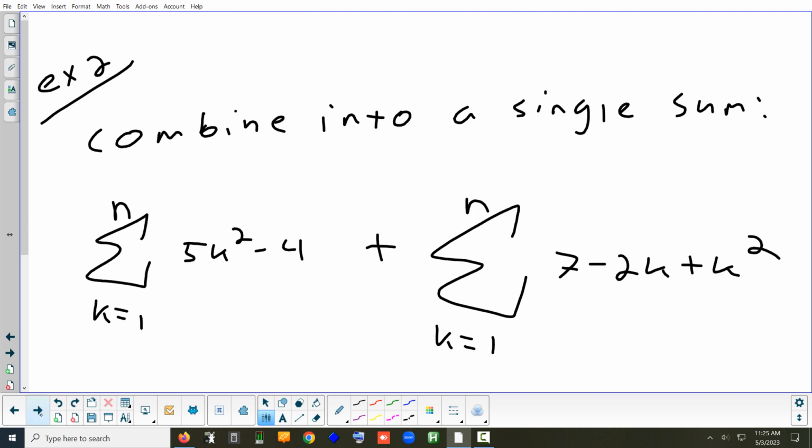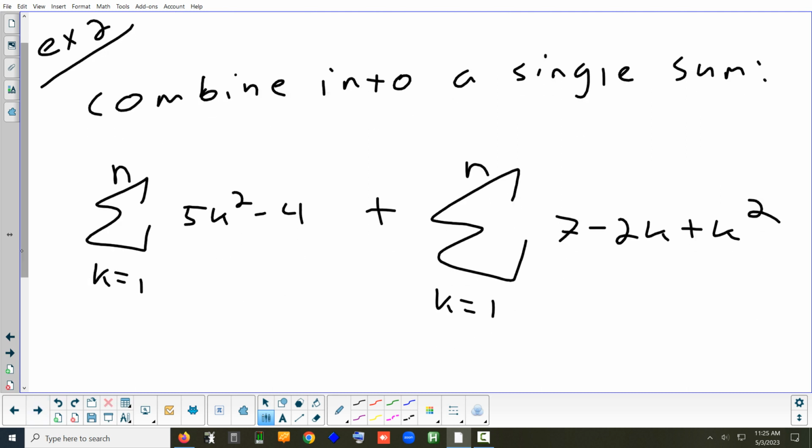Okay, so we can use those rules to basically take 2 separate sigmas and combine them into 1. In order to do that, you have to start at the same index in each sigma, and you have to stop at the same spot. If you had something like this, you can do it, but you have to do what's called reindexing. You have to fix it so k is 1. I'm not going to talk about a reindex for this problem. I might with something simpler, but not with this one.